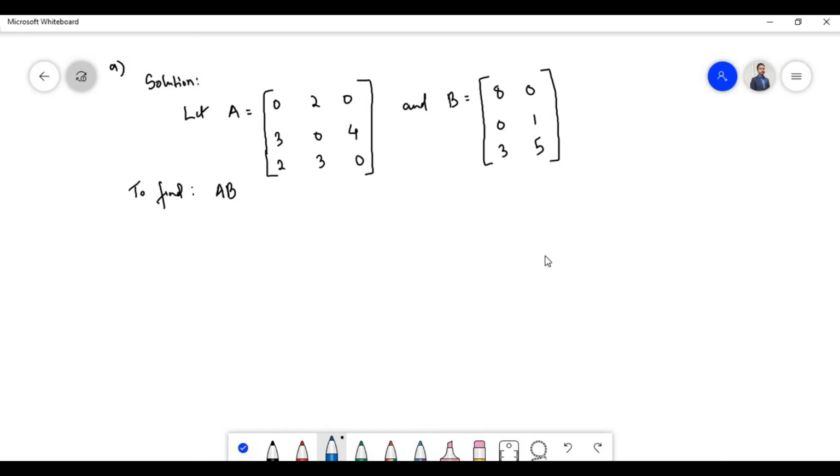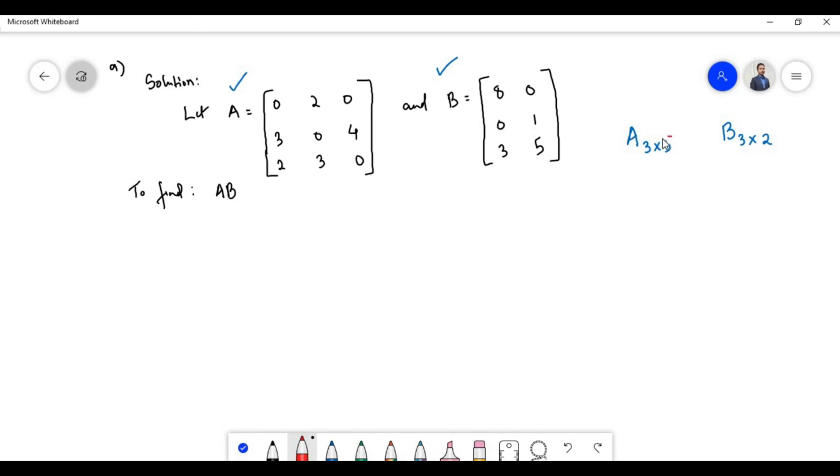Now, before proceeding to find the product of the two matrices, we need to know whether the two matrices are conformable for multiplication. To know that, we need to check whether the number of columns of matrix A is equal to the number of rows of matrix B. Now, matrix A is of order 3 cross 3 since there are 3 rows and 3 columns. And the order of matrix B is 3 cross 2 since there are 3 rows and 2 columns.